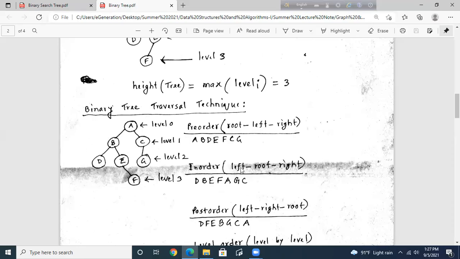Left, after completing left, you have to complete root. So since I have completed the left, now I have to complete the root. Root is A.